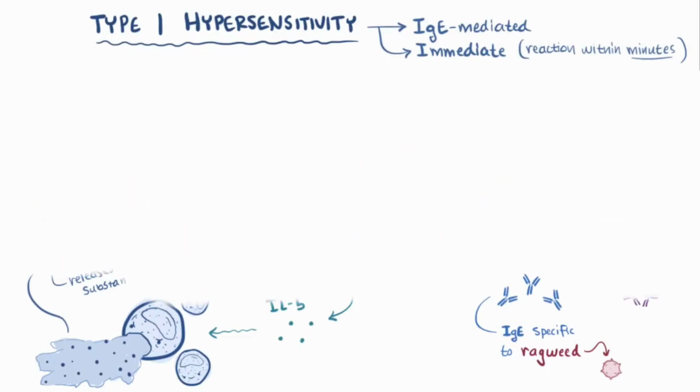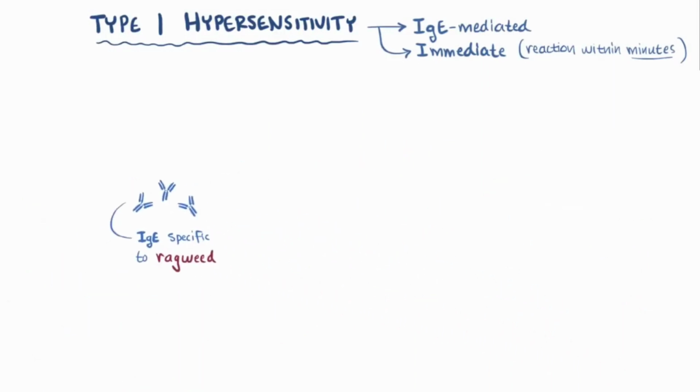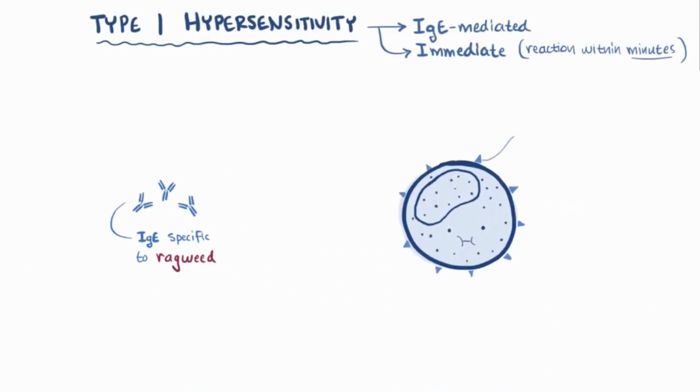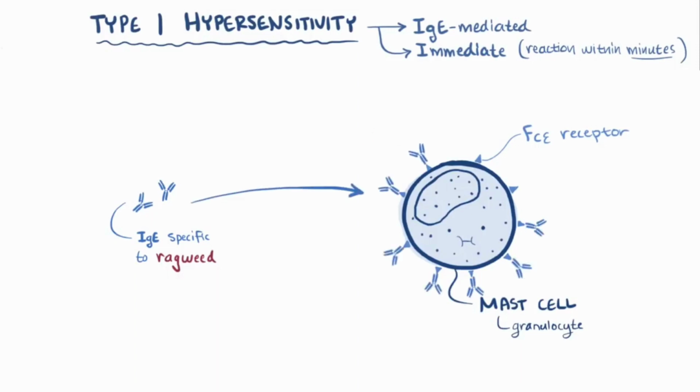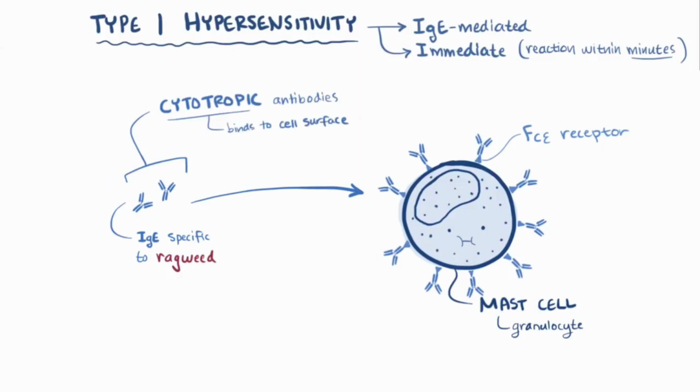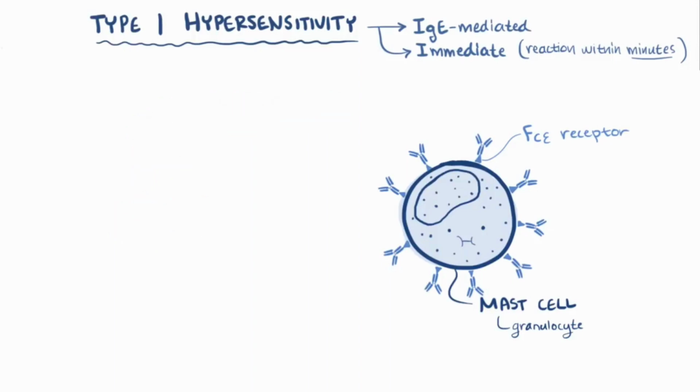These ragweed-specific IgE antibodies have a high affinity for, or basically really like, Fc epsilon receptors on mast cells, another type of granulocyte. So they quickly attach themselves to the surface of the mast cells. These antibodies are also called cytotropic antibodies, since they can bind to cell surfaces. At this point, it's like the mast cell's been geared up for combat, and is ready for action, and therefore we're finished with the sensitization phase.